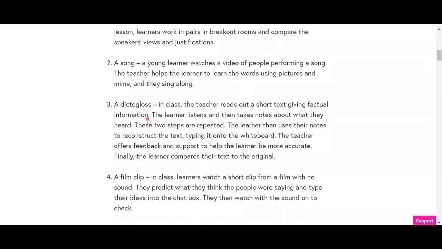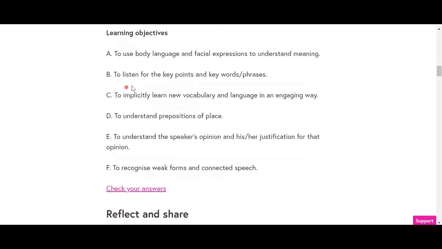Okay. Number three, a dictogloss. In class, the teacher reads out a short text giving factual information. The learner listens and then takes notes about what they heard. These two steps are repeated. The learner then uses their notes to reconstruct the text, typing it onto the whiteboard. The teacher offers feedback and support to help the learner be more accurate. Finally, the learner compares their text to the original. So the answer for this outline is letter B, to listen for key points and keyword phrases.